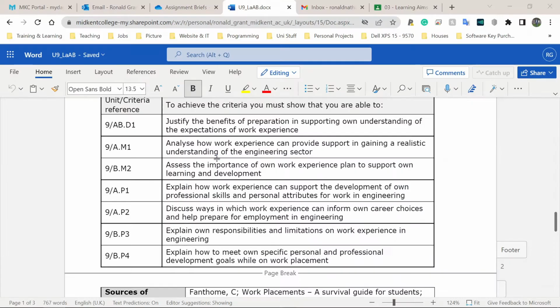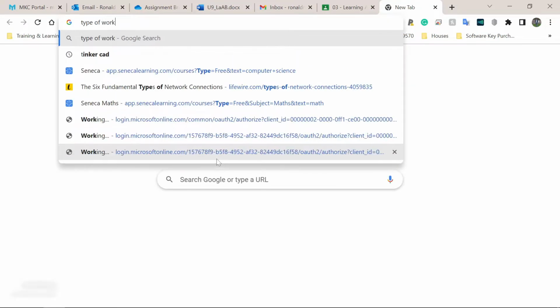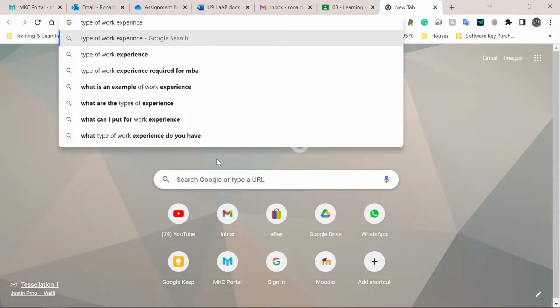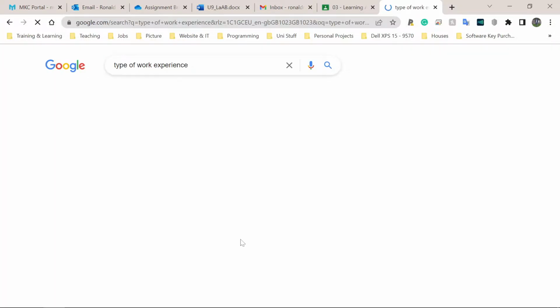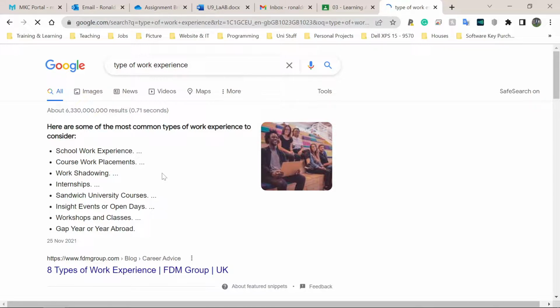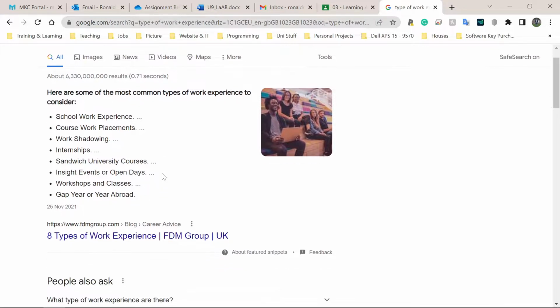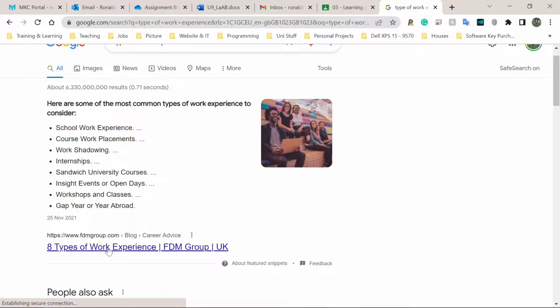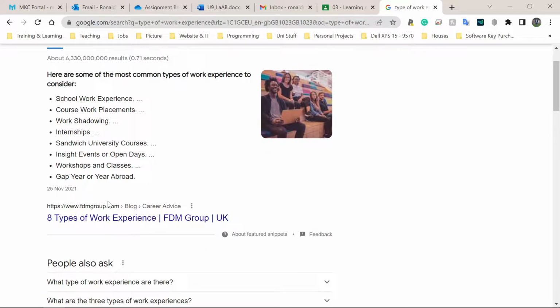And again, let me just open this quickly. Types of work experience. It doesn't have to be a single kind. Here you're going to want to mention, I would say about 3 or 4 should be fine. And here we have a nice list of 8. That's a massive amount. But again, these are the types of work experience. And that's what I would do.